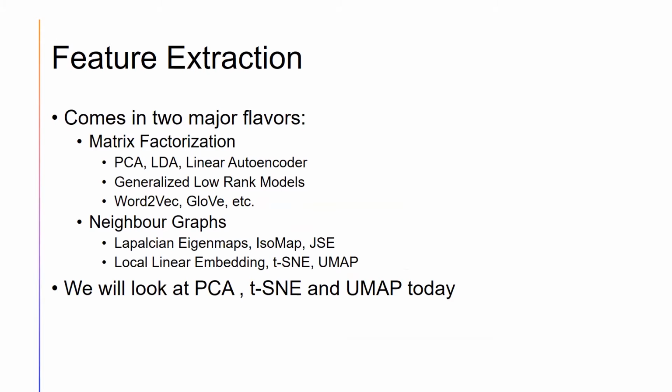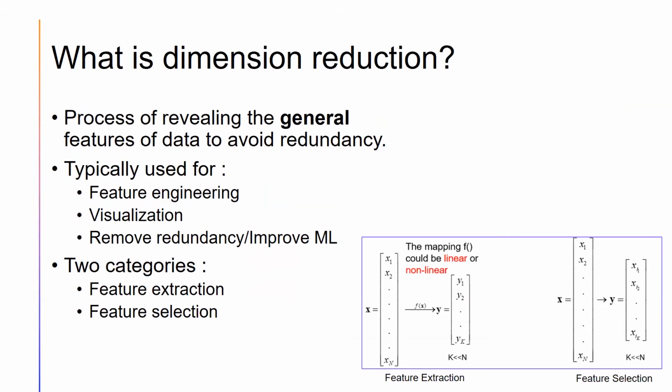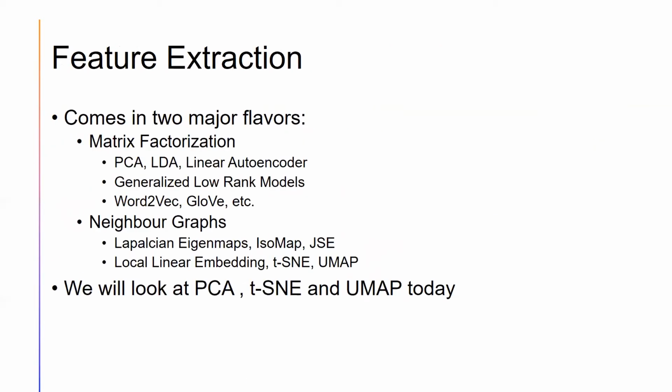But today we'll be talking about feature extraction, and those come in 2 flavors. Sorry, I forgot to mention, feature extraction is about finding a mapping, whereas feature selection, as the name implies, is about selecting a subset. So the 2 flavors of feature extraction are the matrix factorization methods and then the neighborhood graph methods. I suppose the quintessential example of a matrix factorization is PCA, where you utilize an eigenvalue decomposition.